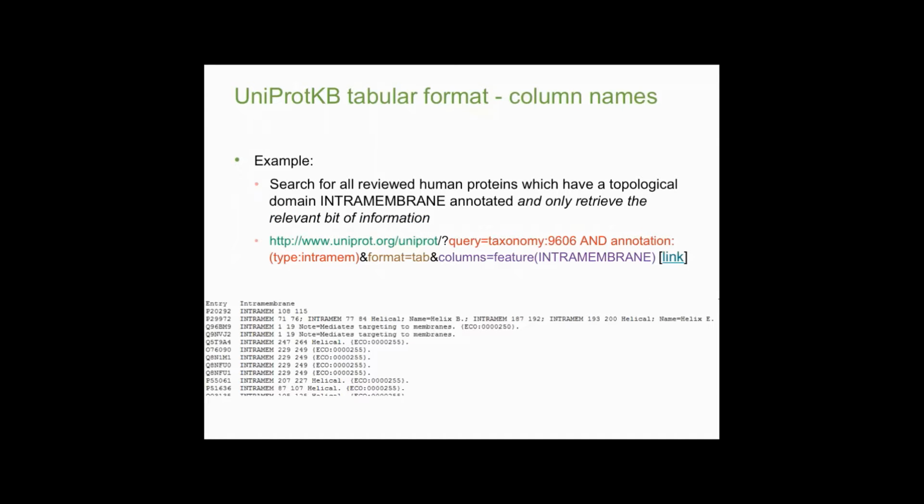Okay, an example to illustrate this is if you were to search for all reviewed human proteins which have a topological domain intramembrane annotated, and you would only like to retrieve the relevant bit of information, which in this case happens to be the intramembrane bit, you could construct a query. It's also linked here and it takes you to the website like this, and it would give you the results as displayed at the bottom of the slide here.